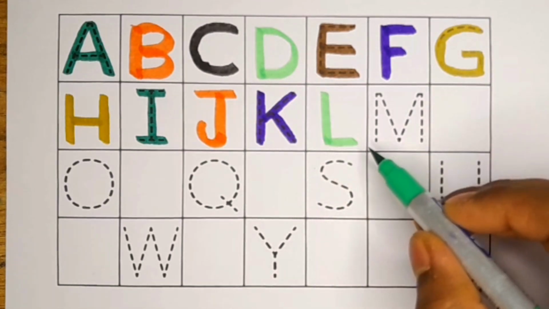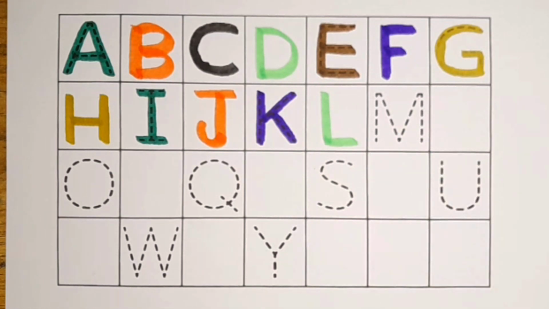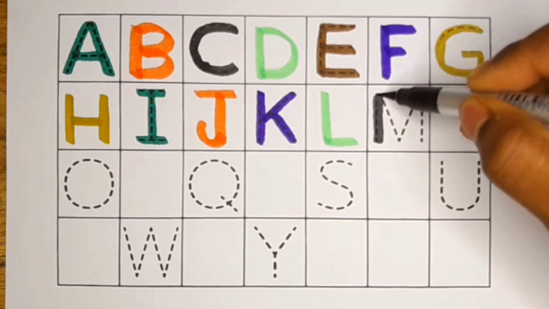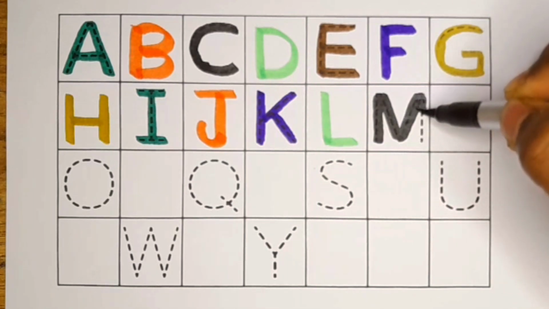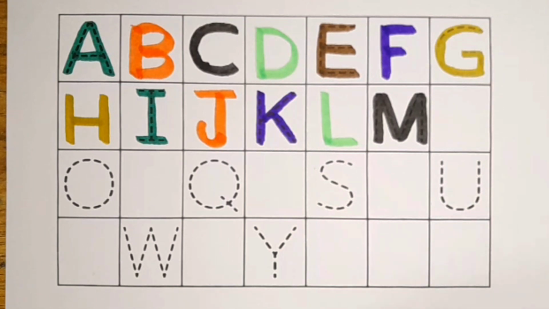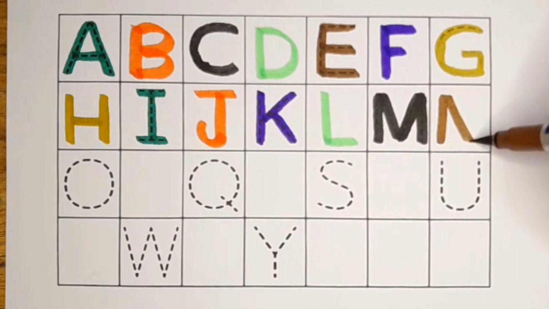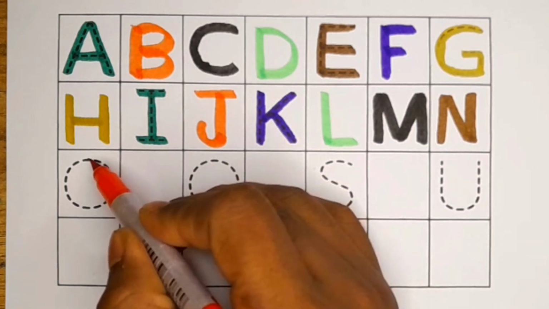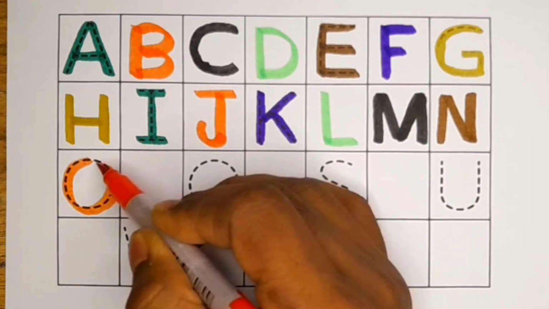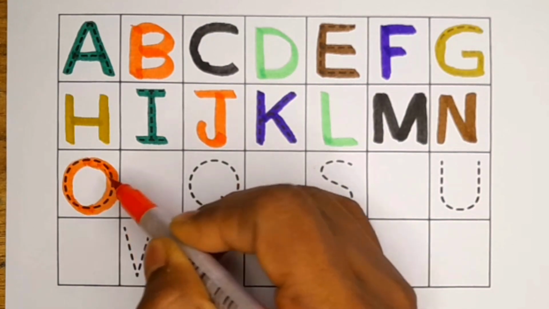L. L for lion. Black color. This is black color. M for monkey. N for nest. Dark orange color. This is dark orange color.